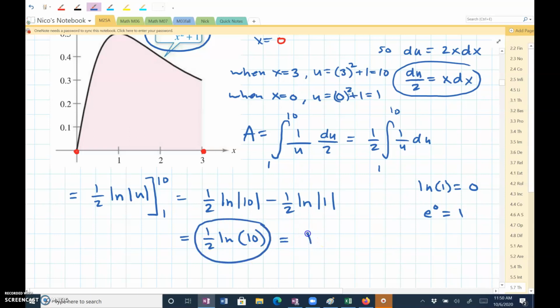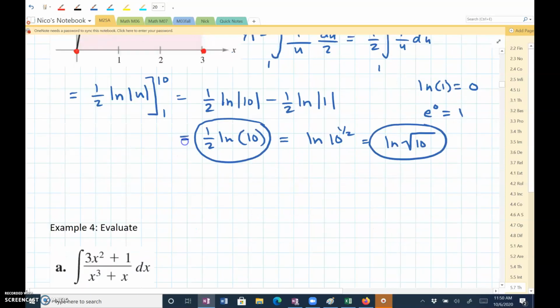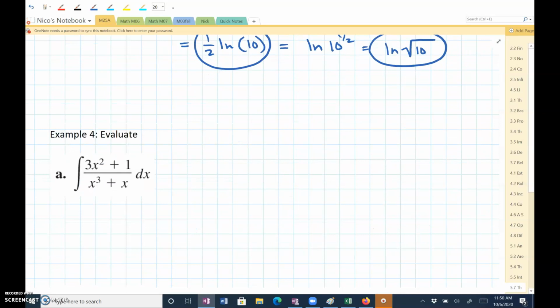And we could think of this as being the natural log of 10 to the 1/2, or the natural log of the square root of 10. All right, I think that's good. We'll do example 4 next.